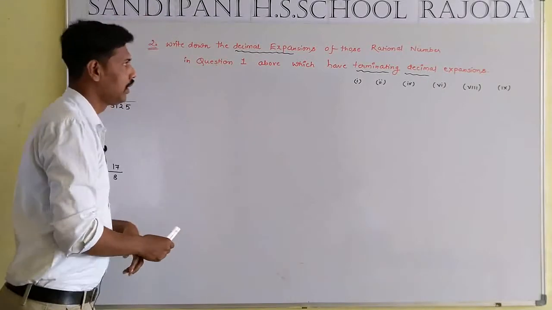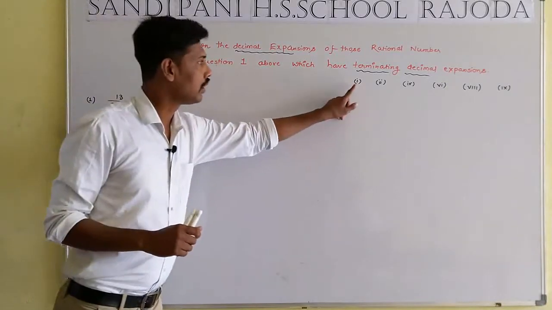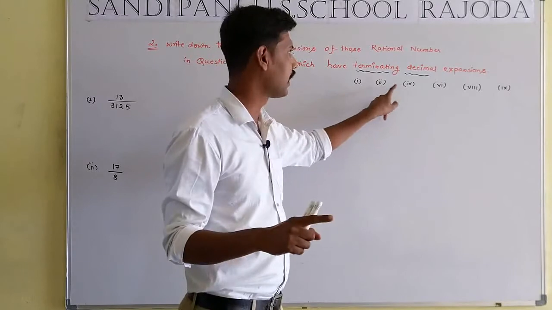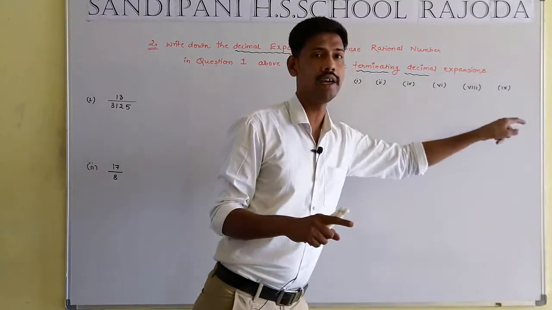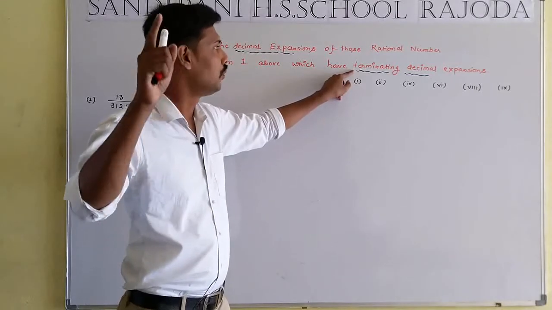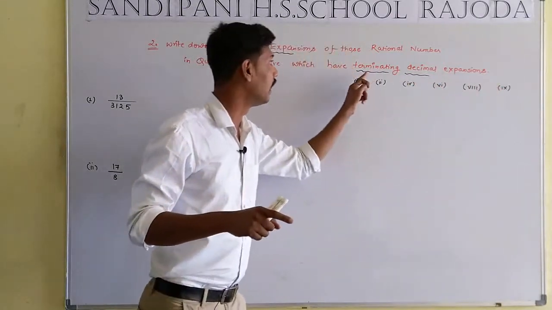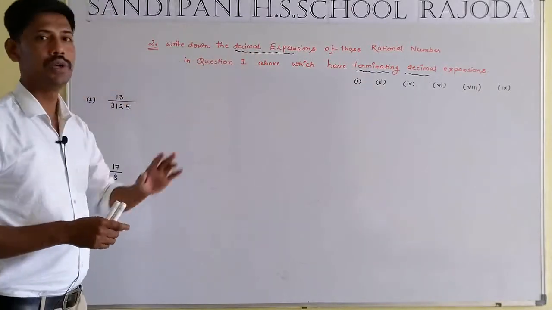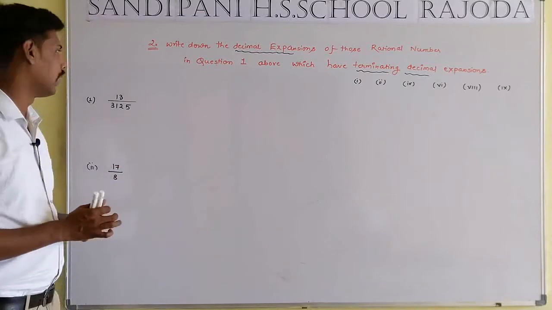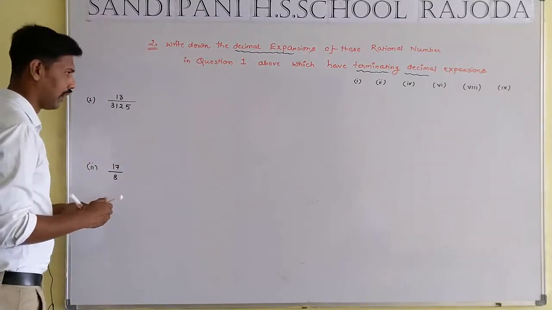Now students, according to question number first, I already did question number first, second, fourth, not third. First, second, fourth, sixth, eighth and ninth are examples of terminating. So we take first, second, fourth, sixth, eighth and ninth and convert into decimal expansion. So how to convert? Now first number is 13 by 3125.